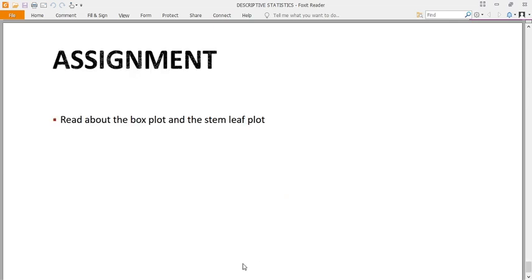A reading assignment for you: you're going to read about a box plot and a stem and leaf plot, and make short notes of not more than 3 pages. Please, I have not put this in the system because I want to make sure that you people listen to the recording. Whoever does not submit this assignment will mean they never listened to the recording.